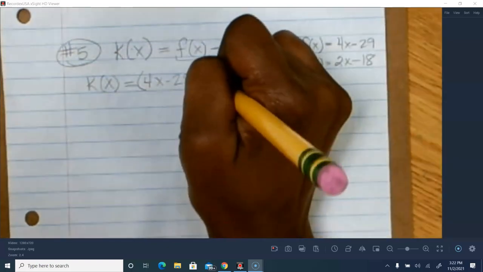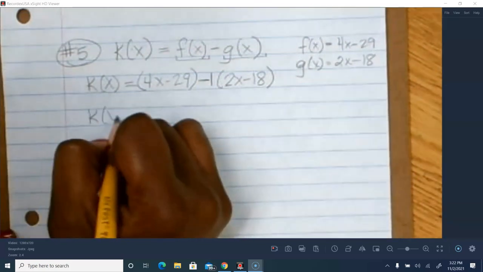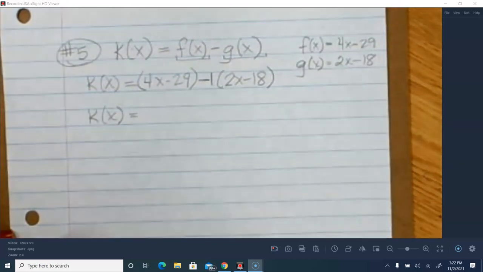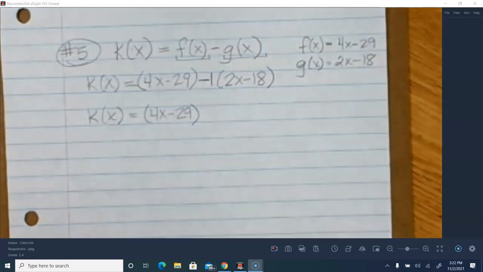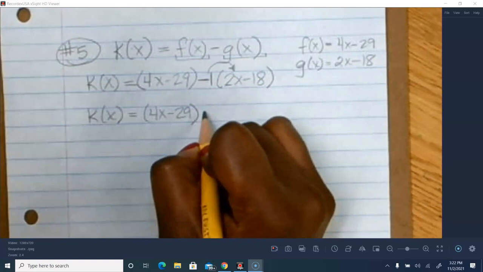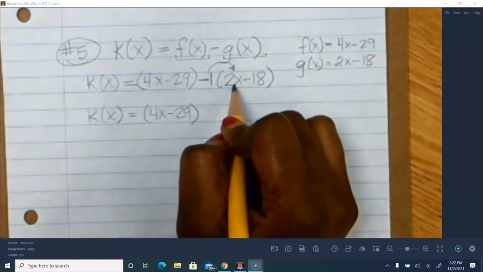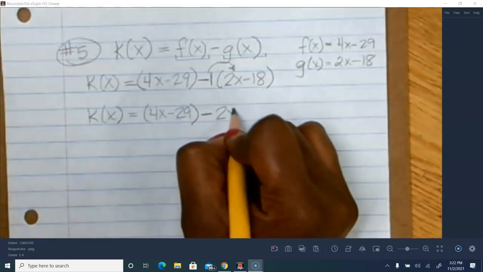So I'm going to put an imaginary coefficient of 1 there, which means I want to distribute a negative 1. So I'm going to have k of x is equal to, I'm going to leave this in parentheses because I just feel better with it nice and secure in there. But I'm going to distribute this negative 1. So negative 1 times 2x. A negative times a positive is a negative. And 1 times 2x is 2x.